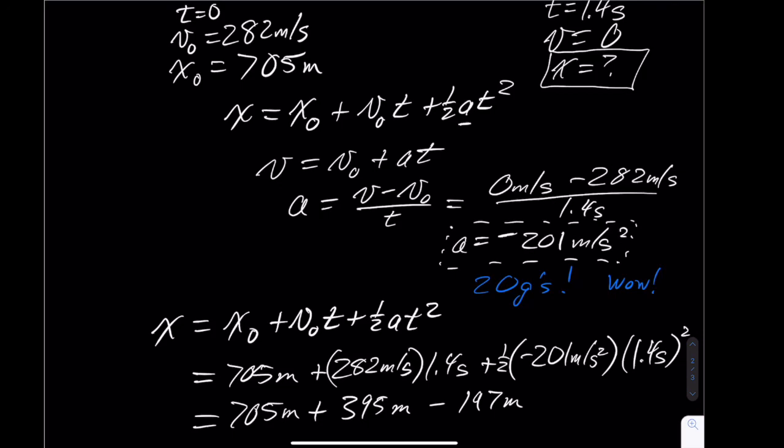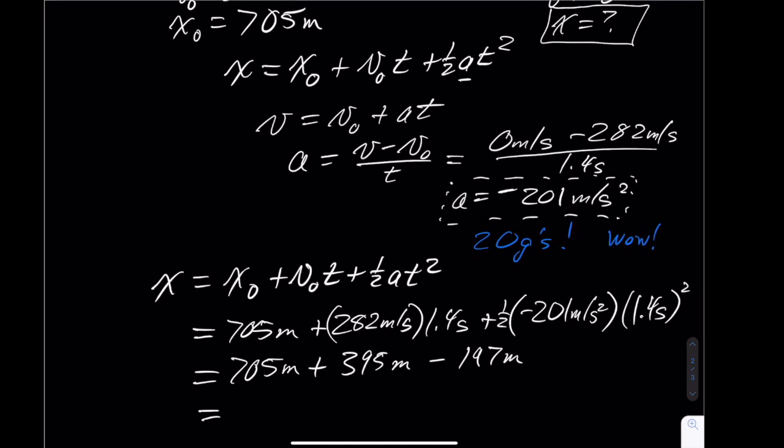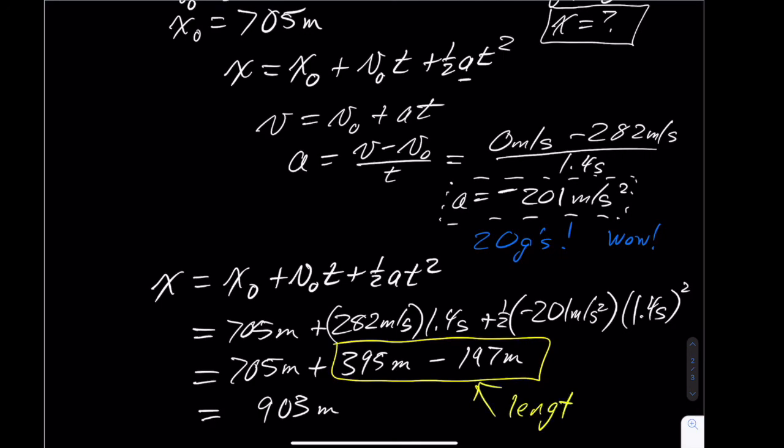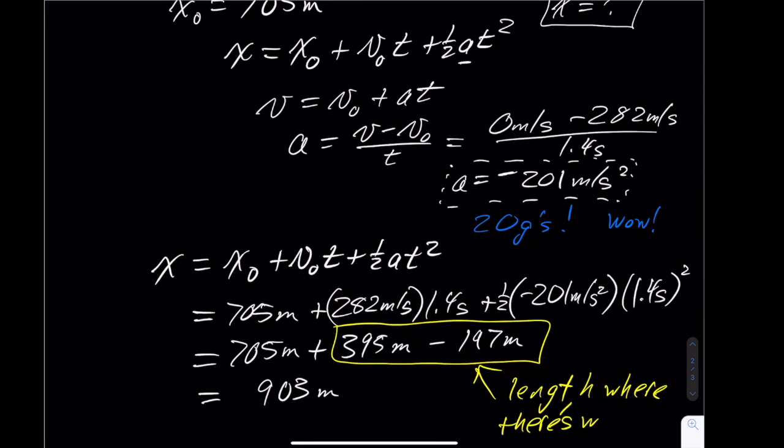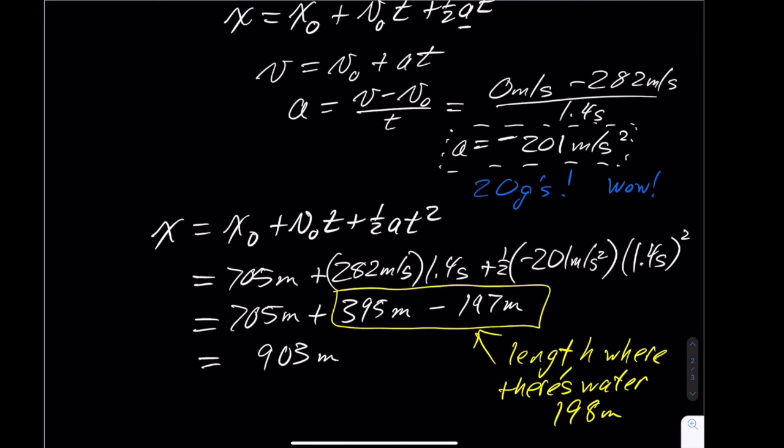So we add these up. That gives us the total length of the track, which is 903 meters. So if we look at just these two terms, that's the length of the track where there's water. Right, so if you had decided to call your x naught equal to 0, you would have found just that value, which is 198 meters. And then when you add that to the 705 from the previous part of the problem, you would get the 903 meters for the total length of the track.